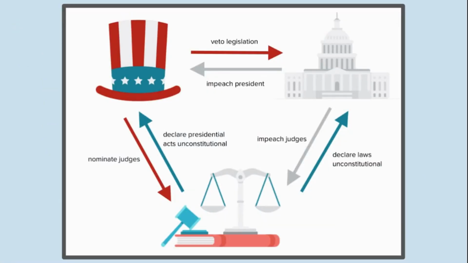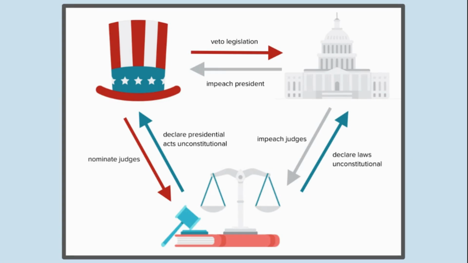So we can see here an example of checks and balances between each branch. The Uncle Sam hat is the president. We can see the white building at the top right. That's the congressional representation, the U.S. Capitol building. And then lastly, at the bottom with the book, the scales, and the gavel, that obviously represents our court systems. So if we start with Congress, Congress has the power to impeach, right? They can impeach and remove a president. They can also impeach and remove judges.